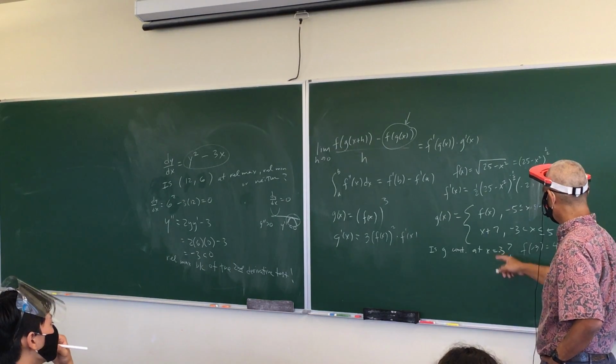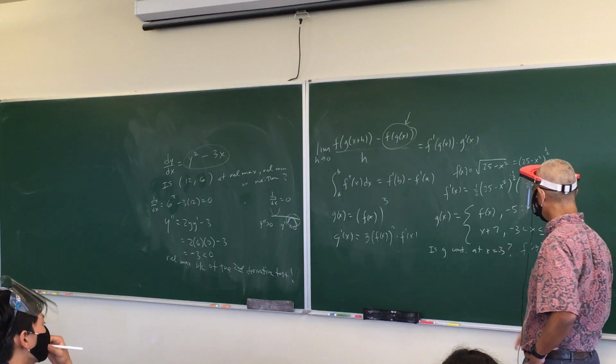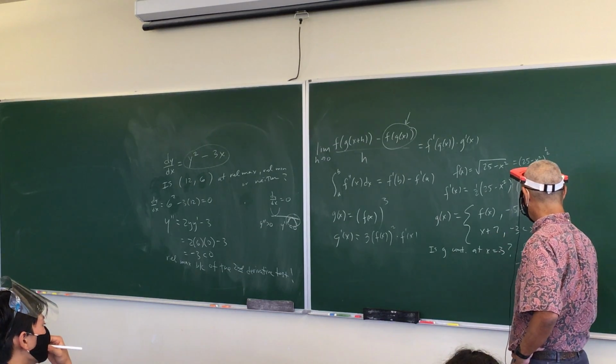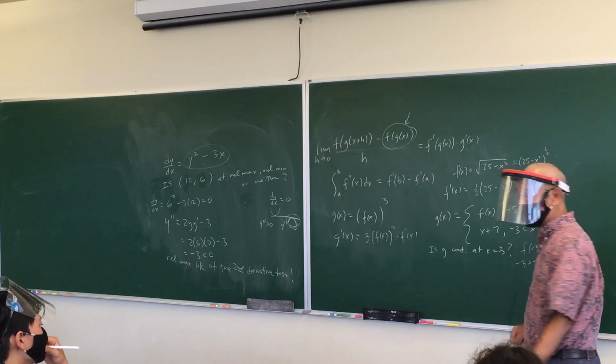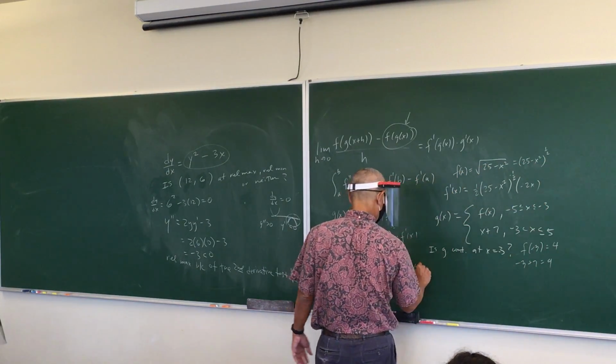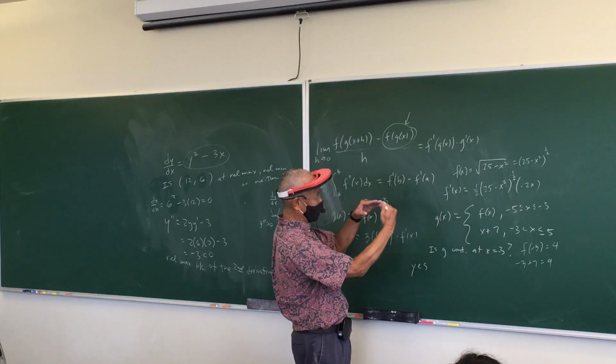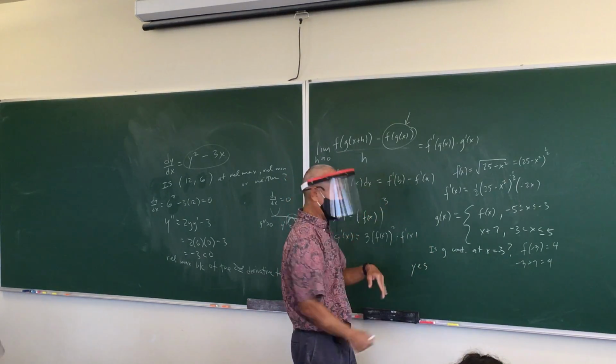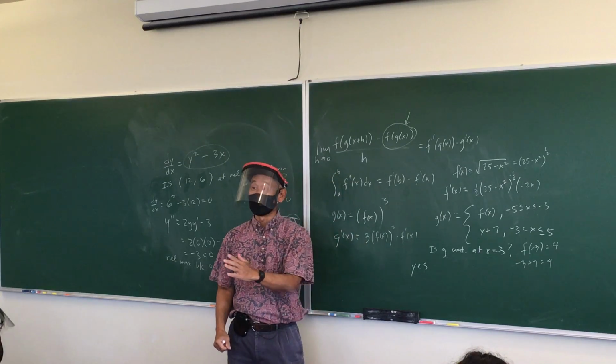Okay, and then, what about this? 4. -3 plus 7 is 4. Hey, they're the same number. So the answer is yes, it's continuous. Because if they're the same number, that means they actually meet and touch at the same point. But now, to get the other point, you gotta say why.